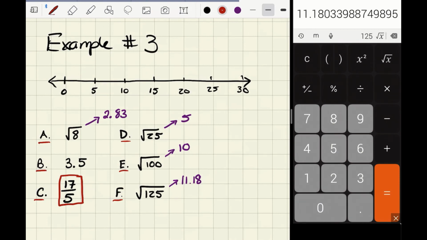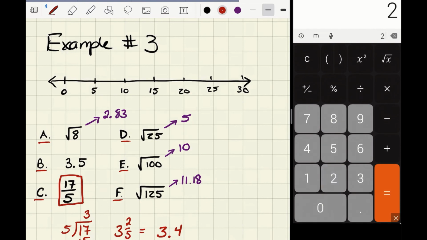Now, the only other value that we may need to put into decimal form is this improper fraction here. So 17 divided by 5. 5 goes into 17 3 times. That gives us 15. Leaves us with a remainder of 2/5. 3 and 2/5. Well, the thing about 2/5 is that it is the same thing as 0.4, if you were to actually do 2 divided by 5. So 3.4.